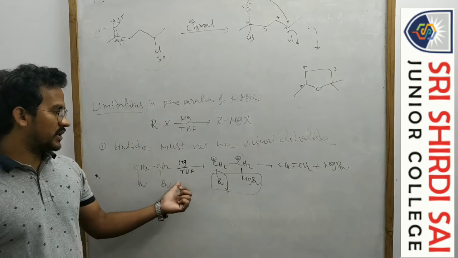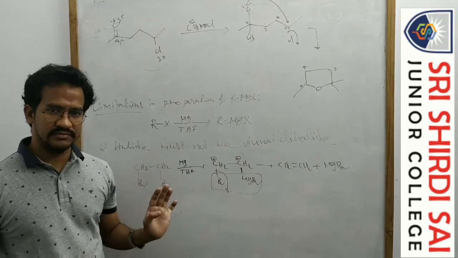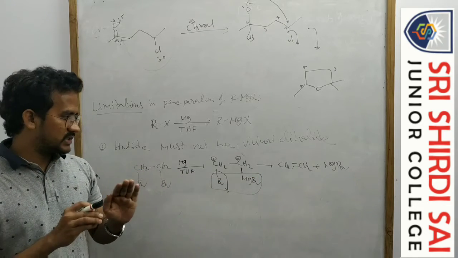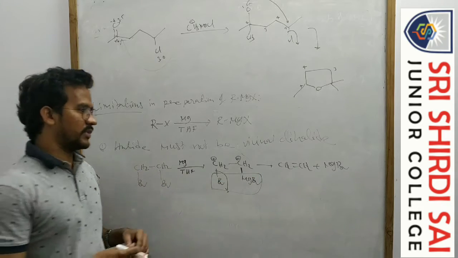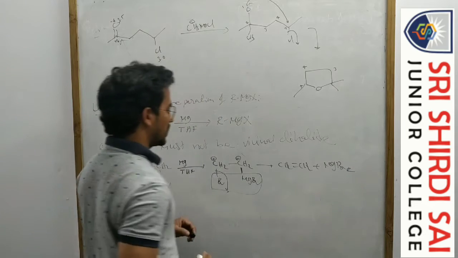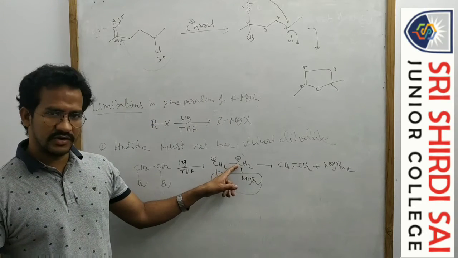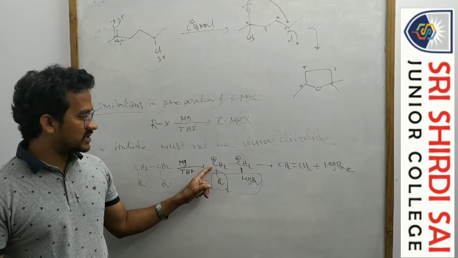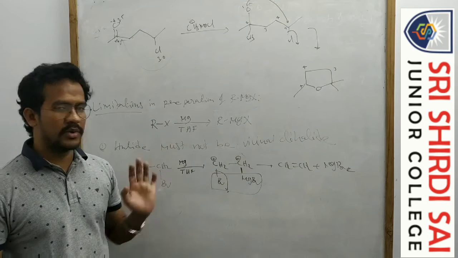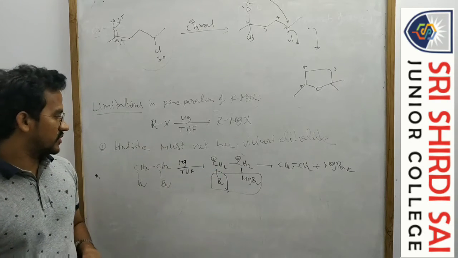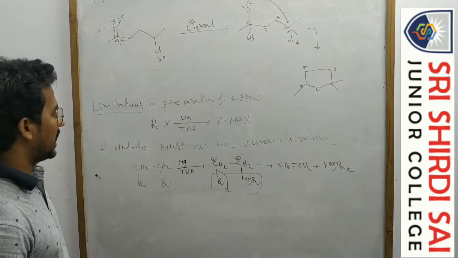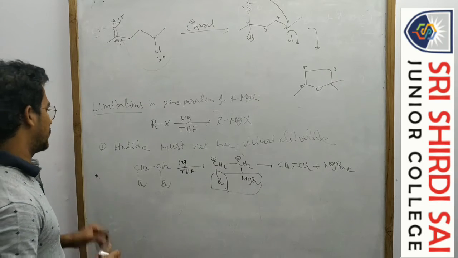This is the problem with the dibromide. A vicinal dibromide treated with magnesium gives ethylene as the product; the Grignard reagent is not formed. This carbon carries a negative charge, and by leaving out Br minus the other carbon carries a positive charge, so positive and negative form a pi bond. That is the driving force for this reaction. So the halide must not be a vicinal dihalide.